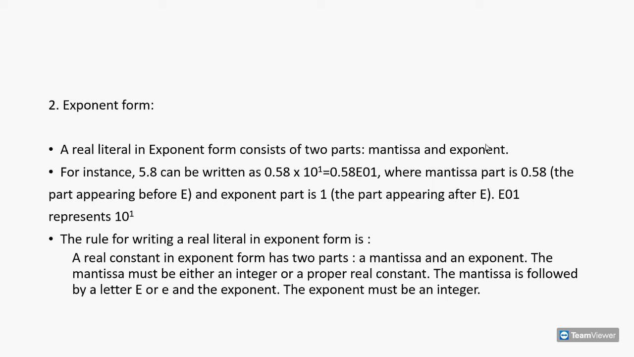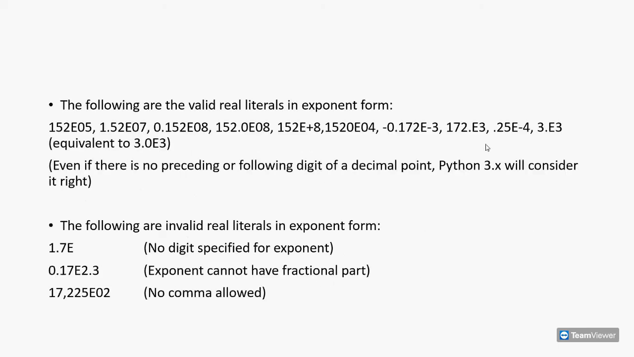There is a rule for writing a real literal in exponent form, and that rule is a real constant in exponent form has two parts, a mantissa and an exponent. The mantissa must be an integer or a proper real constant. The mantissa is followed by a letter E or small e and the exponent. The exponent must be an integer. So we have some examples of valid real literals in exponent form.